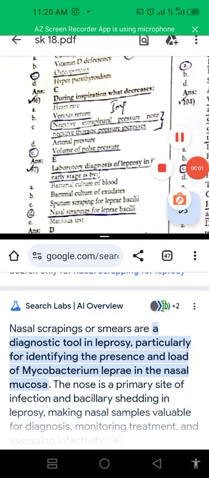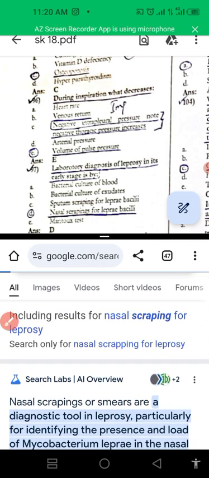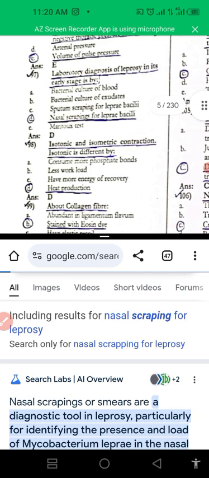The diagnostic test for leprosy is nasal scraping. Nasal scraping for leprosy bacilli is a similar diagnostic tool, particularly to identify the presence and load of Mycobacterium leprae in the nasal mucosa. So, in this way, we diagnose Mycobacterium leprae.